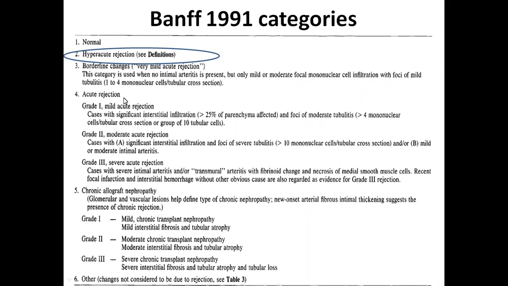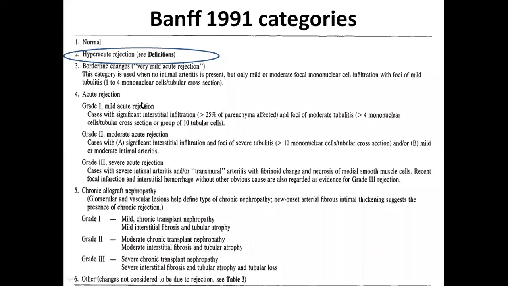Now, in the 1991 categories, we used to label rejection as grade 1, grade 2, and grade 3. Grade 1 was a mild acute rejection in which there was significant interstitial infiltrate; the infiltrate should be more than 45% of the total renal parenchyma, and there should be evidence of tubulitis. Okay. The grade 2 was called moderate acute rejection, in which there was tubulitis, and along with that there was mild or moderate intimal arteritis. We hardly use these terminologies.